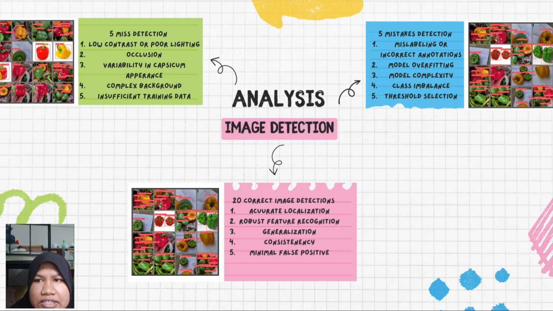The last one is 5 mistake detections, which are mislabeling or incorrect annotation, model overfitting, model complexity, class imbalance, and threshold selection. Model overfitting: if the model overfits the training data, it may perform well on the training set but fail to generalize to new unseen data. This can result in mistakes when detecting capsicum objects in real-world images. Class imbalance: if there is significant class imbalance in the training data, where capsicum images are underrepresented compared to other objects, the model may not learn to detect capsicum objects effectively, resulting in mistakes. That's it. Thank you.